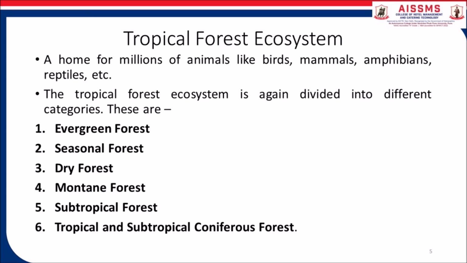The tropical forest ecosystem is further subdivided into different categories based on the type of rainfall they receive. So let us understand the tropical forest system in subclassification. The first one is evergreen forest. Second, seasonal forest. Third, dry forest. Fourth, mountain forest. Fifth, subtropical forest. And sixth, tropical and subtropical coniferous forest.